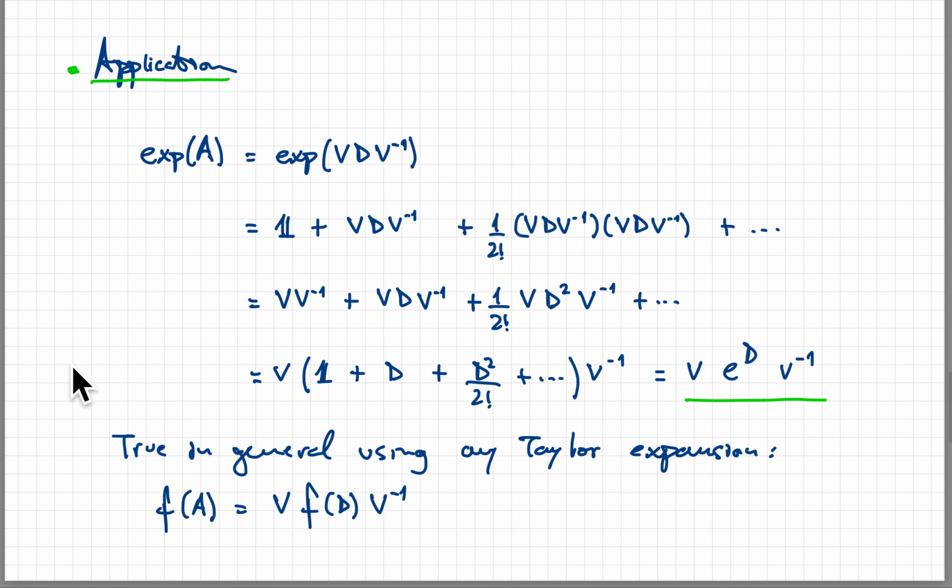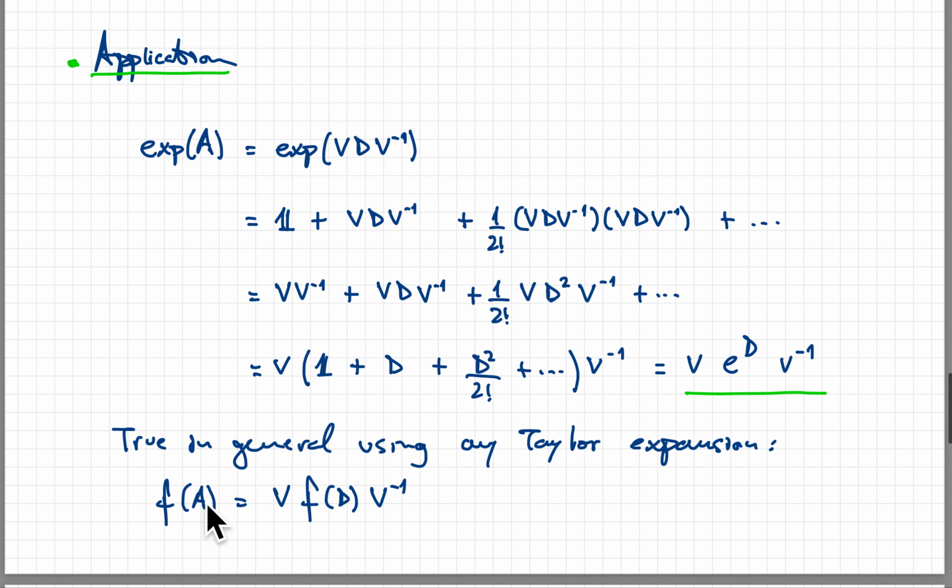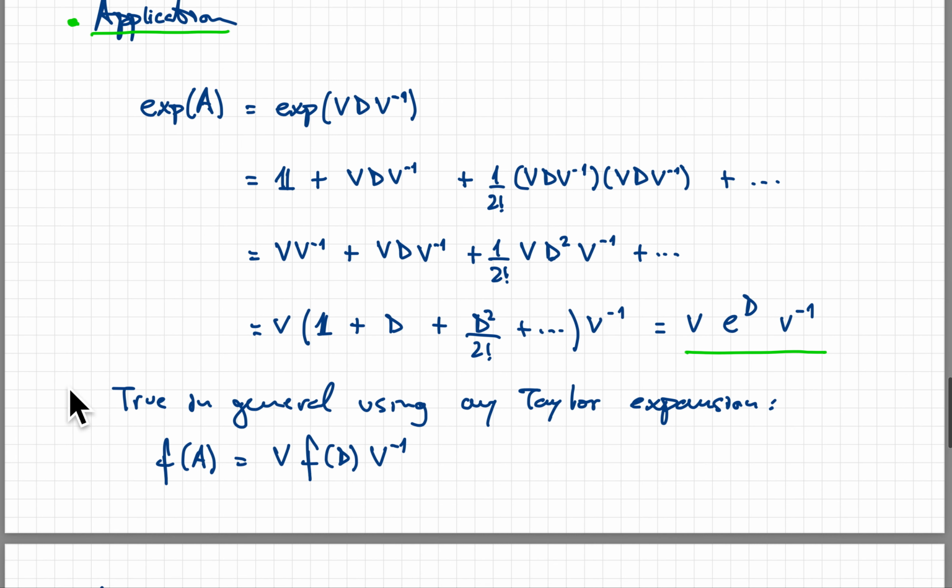Moreover, this is true in general for any Taylor expansion. So really all we used here is that we have powers of the matrix along the way. And you can always play this game that I just played here and write that a function of a matrix is always equal to this matrix V, and then the function evaluated at the diagonal of eigenvalues, and then a V inverse on the right.